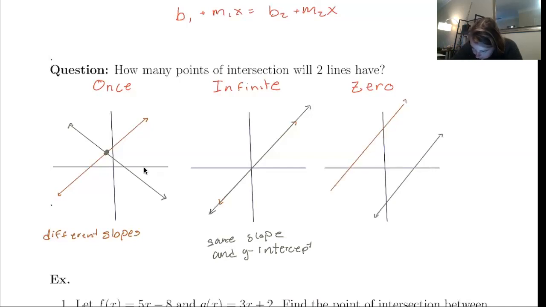Are these two lines ever going to intersect? Yeah, they're parallel. They're never going to intersect. So same slope. Ooh, but specifically with different y-intercepts. So those are my three options.